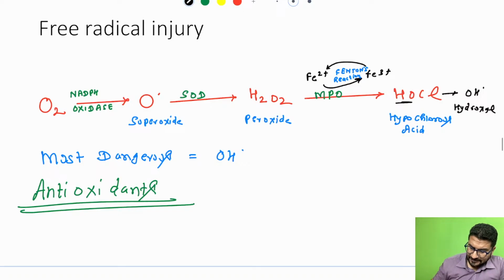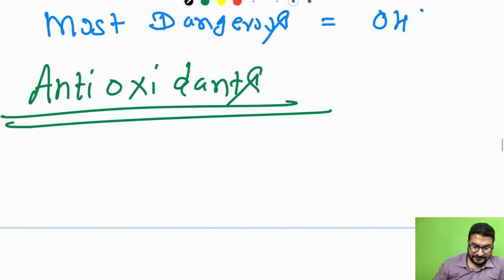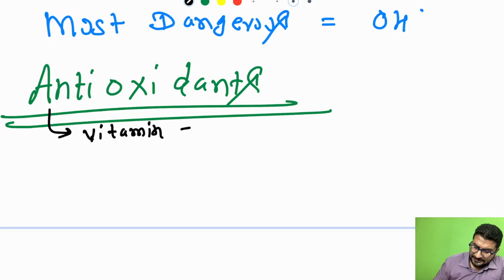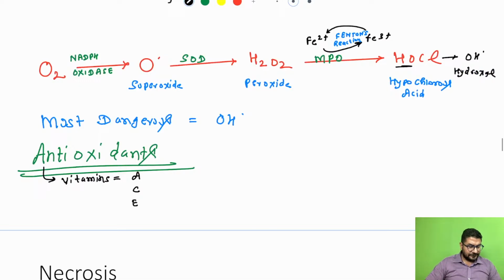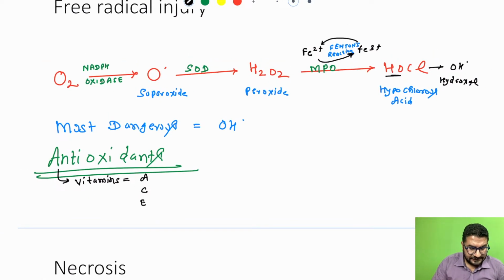So understand this thing. If I ask you what are antioxidants, it could be vitamins, it could be minerals, and it can be enzymes. So what are the vitamins which act as antioxidants? Remember, vitamins which act as antioxidants are vitamin A, C and E. So these are the vitamins which act as antioxidants. Done. This is something which you should know about antioxidants and free radicals.